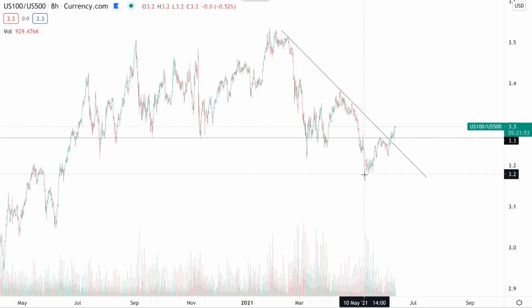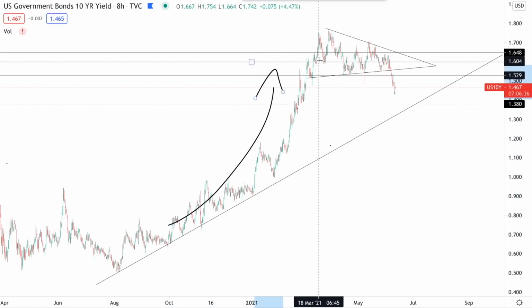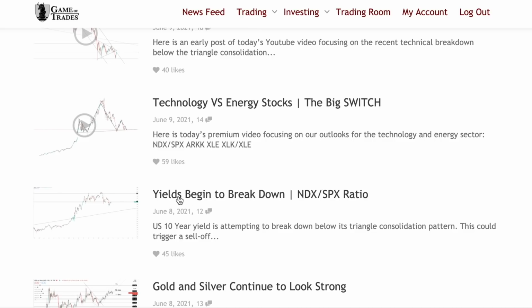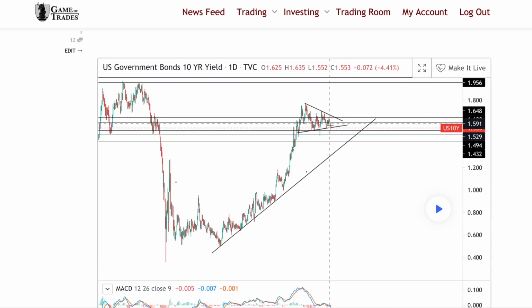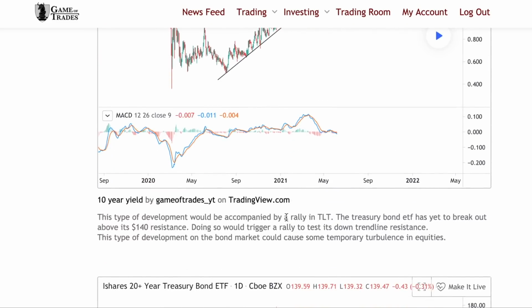What helped this rally in the tech performance ratio is the breakdown in yields right here. This is the 10-year yield. We had this huge rise in interest rates, a triangle consolidation pattern, and then a break down here. On gameoftrades.net, we posted this article, "Yields Begin to Break Down," where we had the first show of weakness of yields breaking down below that triangle consolidation pattern, and the fact that that could cause a rally in TLT, which is so far exactly what we've had.